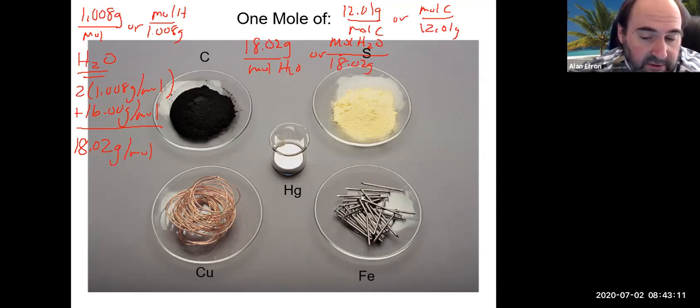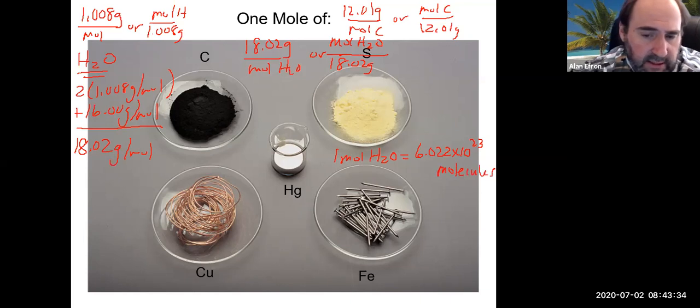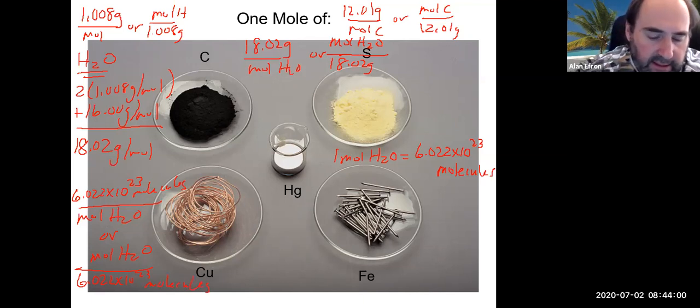Now, we could also relate Avogadro's number to something like water. In 1 mole of water, there would be 6.022 times 10 to the 23. Water is not just an atom by itself, it's a molecule, so the units of Avogadro's number here would become molecules. And again, you could use that as a conversion factor. You could say 6.022 times 10 to the 23 molecules over a mole of water, or vice versa. You could flip it: the mole of water is 6.022 times 10 to the 23 molecules. So again, most of the time we will use these things as conversion factors.